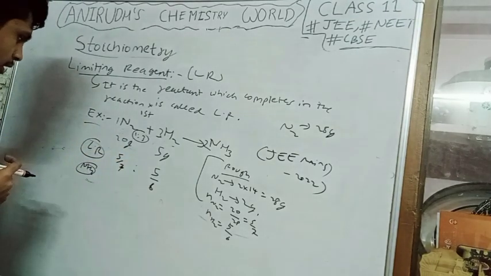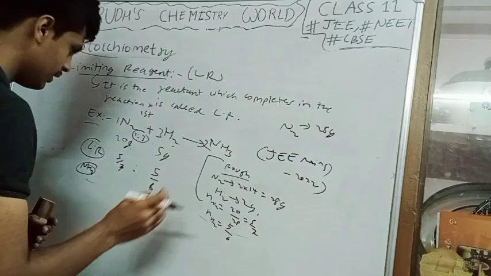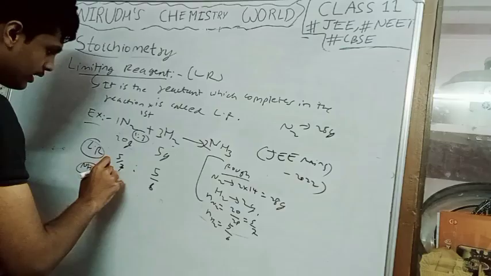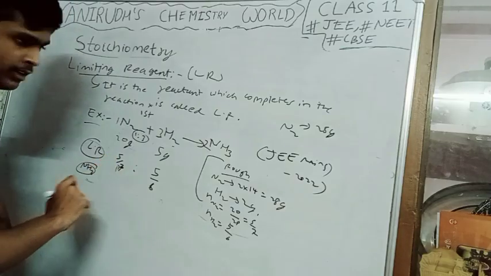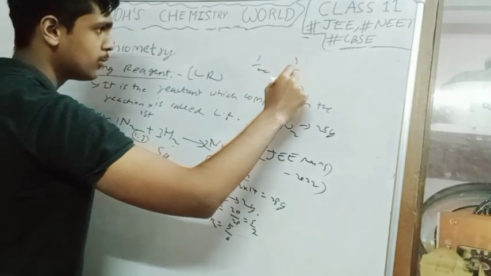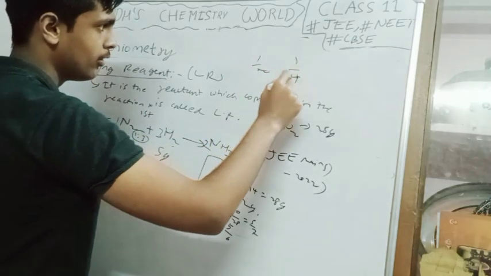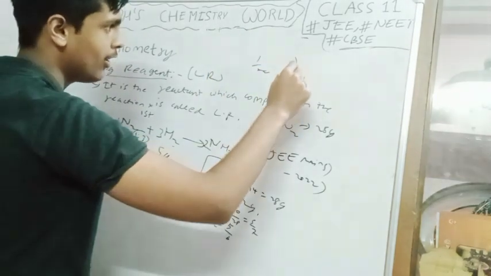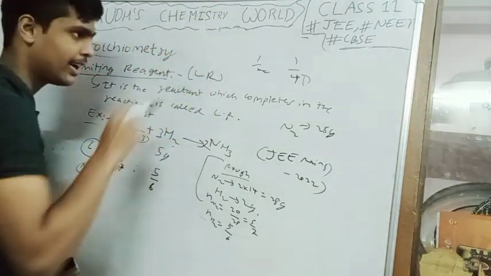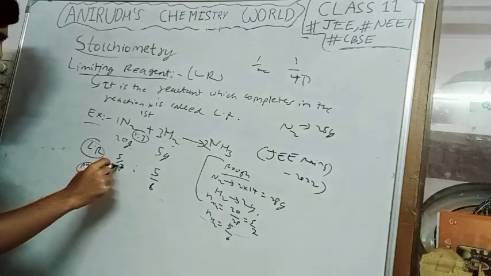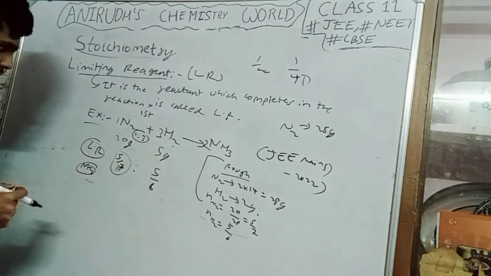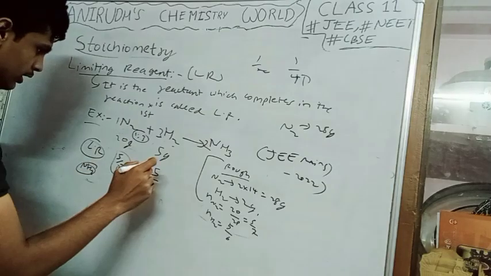Now we'll just see, according to this, which is the lesser number? The number with more denominator is the lesser number, right? Suppose you have 1 by 2 and 1 by 4, which is greater and which is smaller? The one which has the higher denominator is the smaller number. Similarly here. So if you consider the ratio, this is 5 by 6.